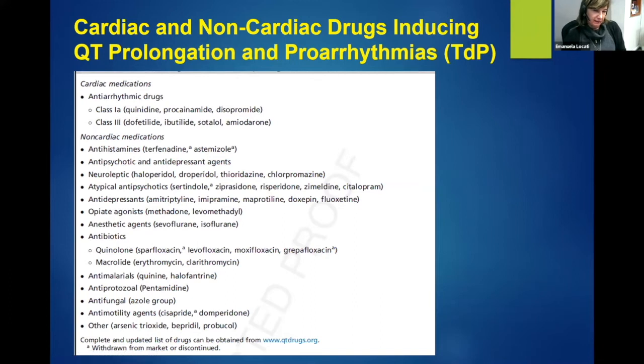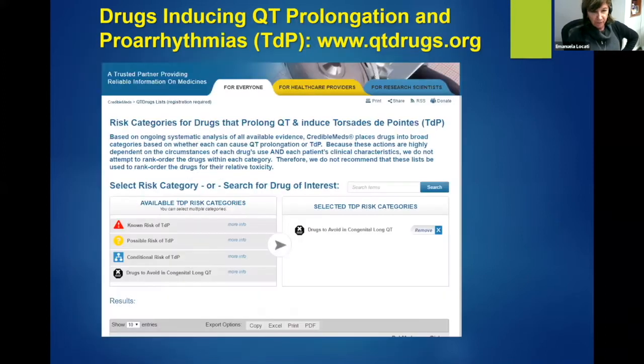There are several sites, I would say, that really summarize this, just to give you the idea that there are many antiarrhythmic drugs involved, but also many non-cardiac medications: antihistaminic, antipsychotic, depressant, neuroleptic, opiate, anesthetic, antibiotics, anti-malaria, antiprotozoal, antifungal, antimotility agents, etc. So this means that you may be unaware of the therapy of your patient. This is an example of a site where you can have a very comprehensive view of all these drug interactions.